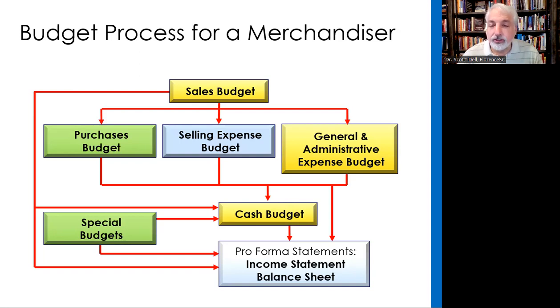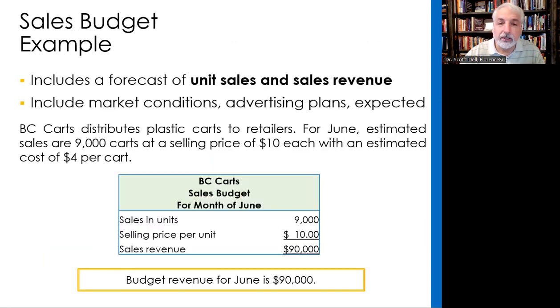And then we have the budgeted pro forma statements, or budgeted income statement and budgeted balance sheet, based on all of the above. So that's kind of how the picture fits together, how it looks together. So let's take a sales budget example. Bottom line, we have unit sales times the revenue per unit.